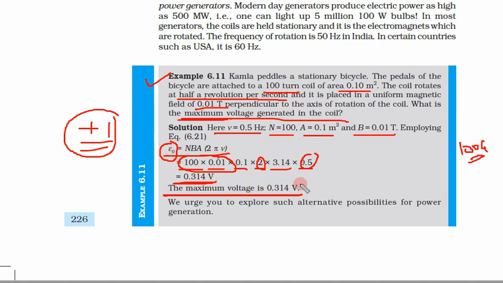So this is less than a normal pencil cell. Pencil cells also generate around 1.5 volt. So that's why we must explore alternate possibilities of power generation, because this voltage is very small.